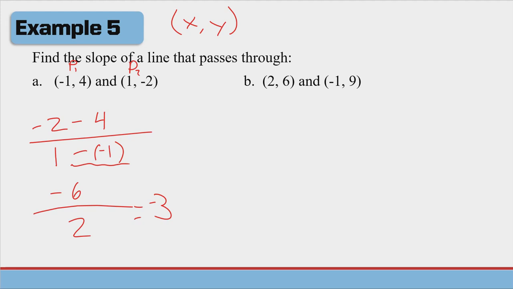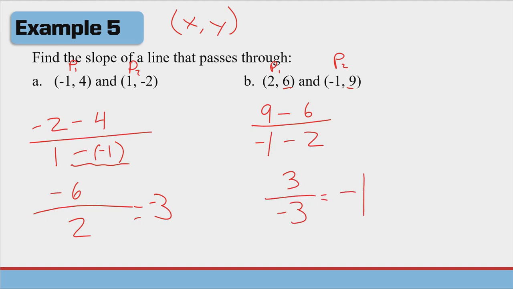Okay, here in example B, again, I'm going to label my points, right? There's point 1, here's point 2, y2 here, minus y1 over x2 minus x1. I do my subtraction. 9 minus 6 is 3. Negative 1 minus 2 is negative 3. And when I divide that out, I get a slope of negative 1.